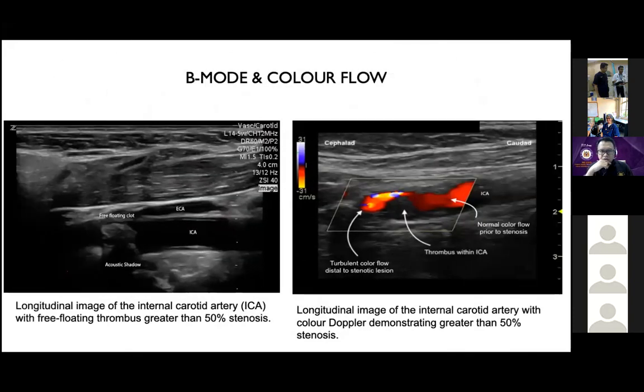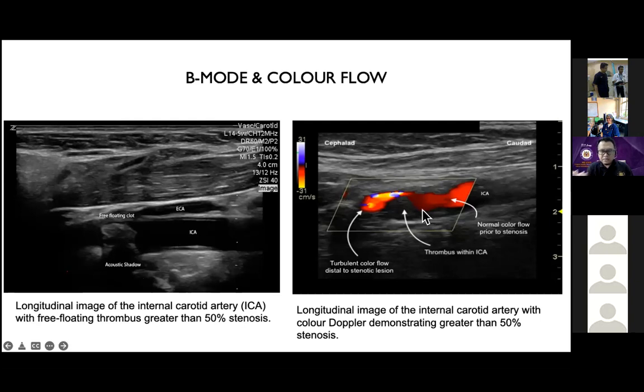Basically, they used only two methods, I mean, only B mode and color flow. They did not use the spectral Doppler. So that's why the sensitivity is not good. What they did was basically an eyeballing technique, looking at the B mode longitudinal image of the ICA with free floating thrombus or greater than 50% stenosis. This was considered positive in their study.